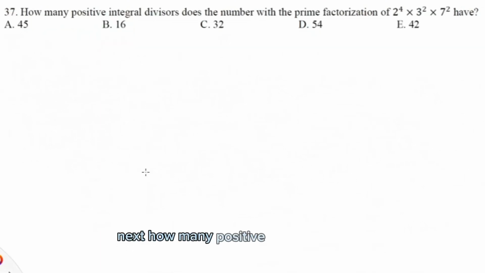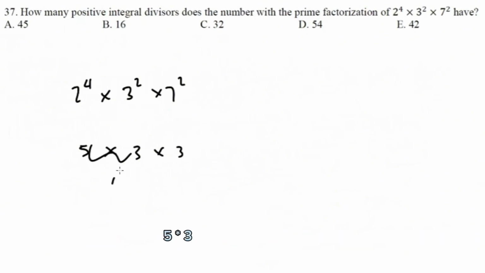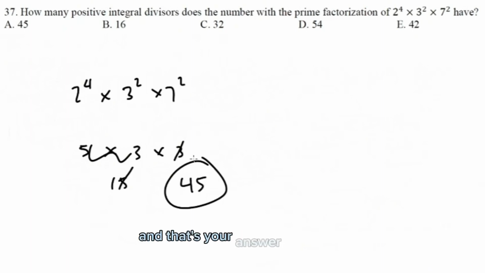Next, how many positive integral divisors does the number with the prime factorization 2 to the power 4 times 3 squared times 7 squared have? Alright, the way we find the number of positive integral divisors is we take the exponents and add 1 to each of them. So 4 becomes 5, 2 becomes 3, and 2 becomes 3. And all we have to do is multiply these numbers. So 5 times 3 times 3. 5 times 3 is 15, and 15 times 3 is 45, and that's your answer.